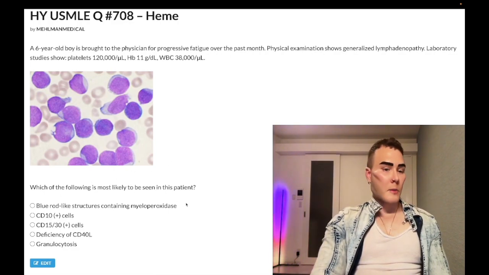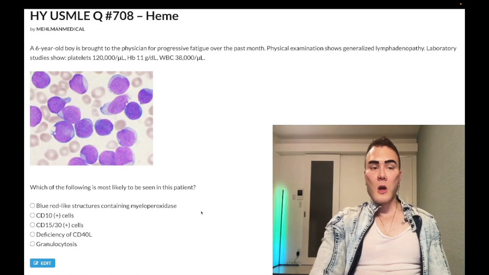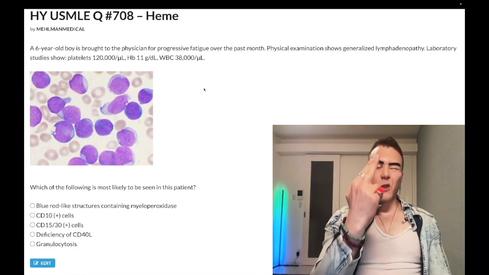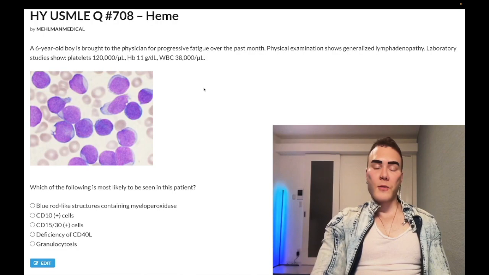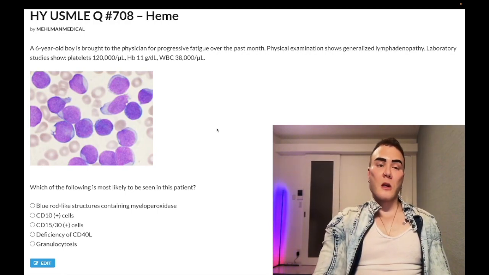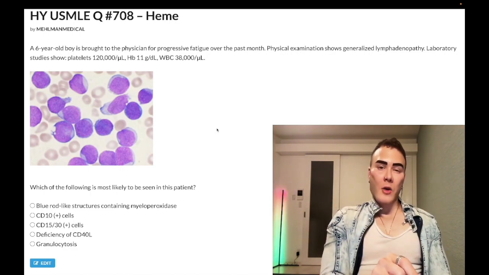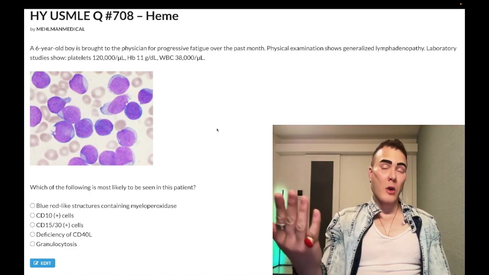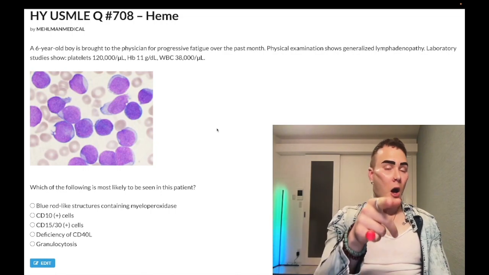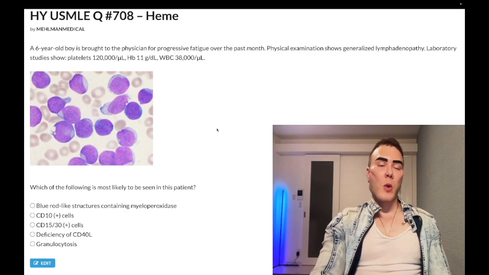So choice A, blue rod-like structures contain myeloperoxidase? Refers to Auer rods. Wrong answer. This would be acute myelogenous leukemia, AML. It'll not be a kid on USMLE. There's two ways that AML is going to present. The first is half of questions will show you Auer rods, okay? And you need to know to specifically look for them, because if you just get a smear and you don't purposely try to look for the Auer rods, you're not going to see them. But if you know to look for them and you say, where are they? Oh, okay, I see needle-like structures there. Those are Auer rods, okay? That's half of questions, AML.